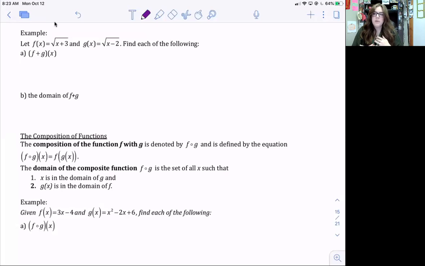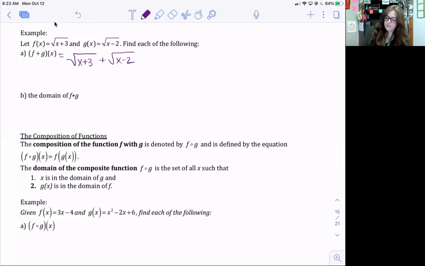Okay, so now looking at page 2, if we have let f of x equal the square root of x plus 3 and g of x equal the square root of x minus 2, find each of the following. So if we want to add these two functions together, we would have the square root of x plus 3 plus the square root of x minus 2. Okay, we can't combine those together. That is the simplified expression.